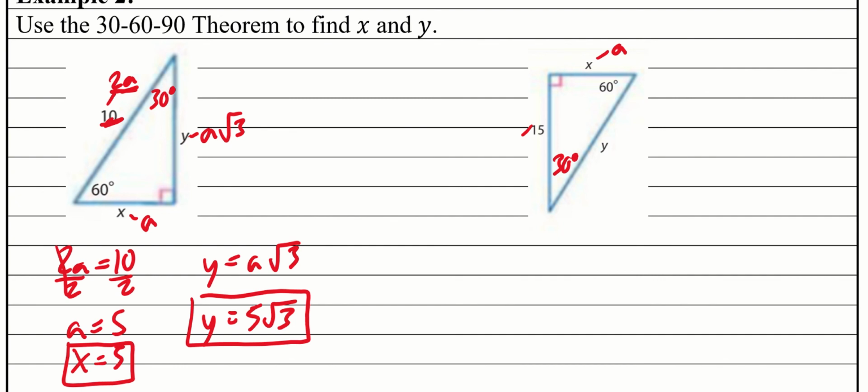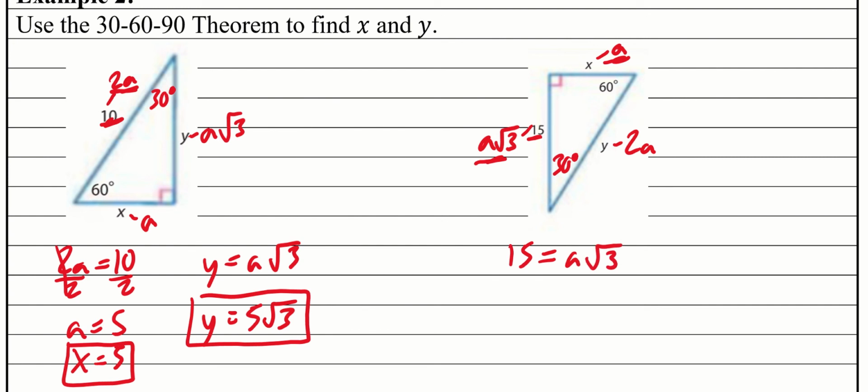Next one here is the longest leg. So this is A square root of 3. And then the hypotenuse is always 2A. Okay, so just like before, we're going to solve for x first. So if we're solving for x or we're solving for A, I see that I have 15 and I have A square root of 3. So I'm going to go ahead and set those two equal to each other because I know that those are supposed to be the same thing.